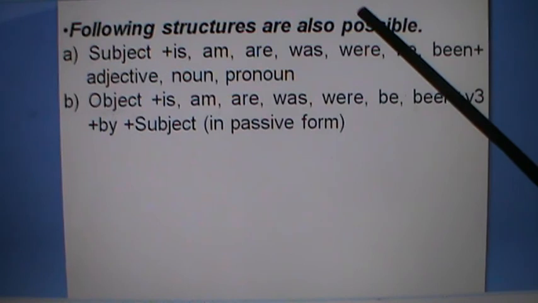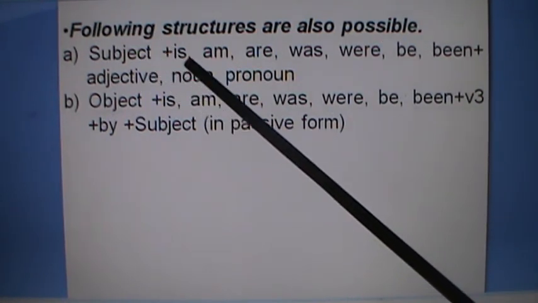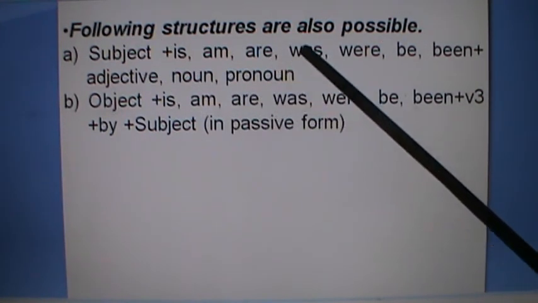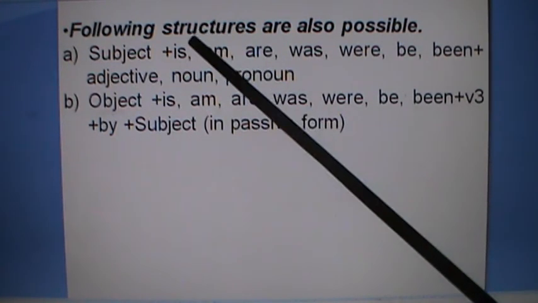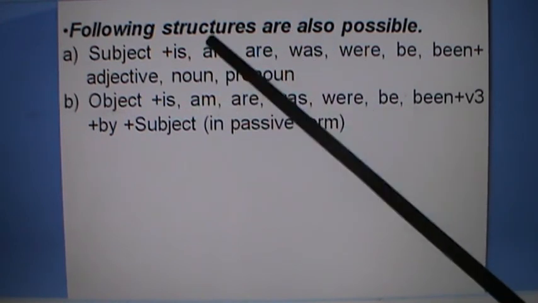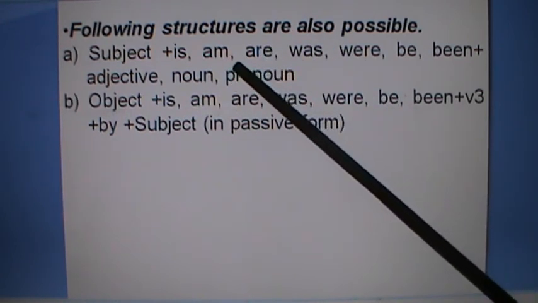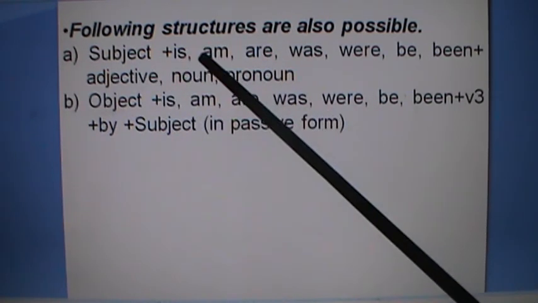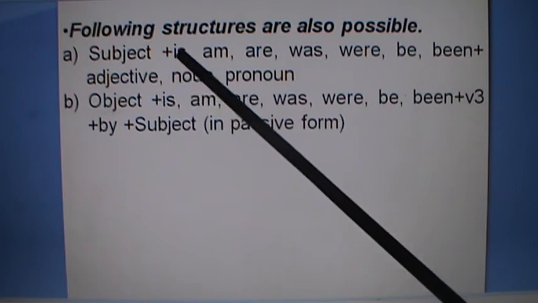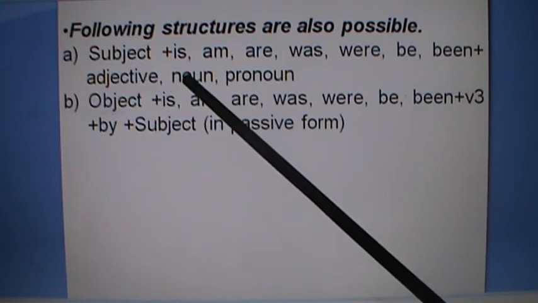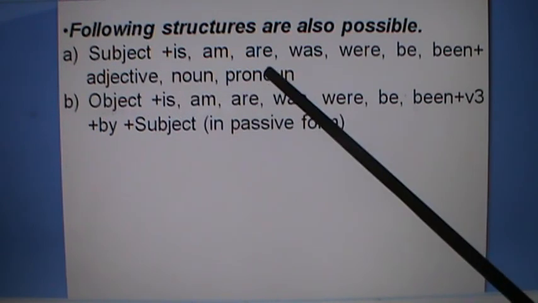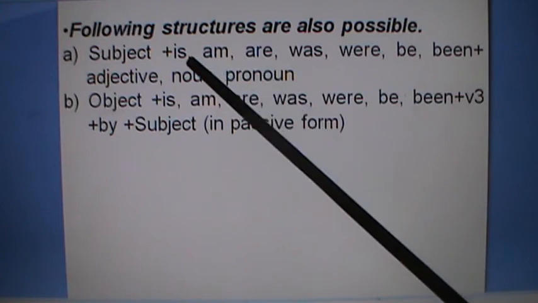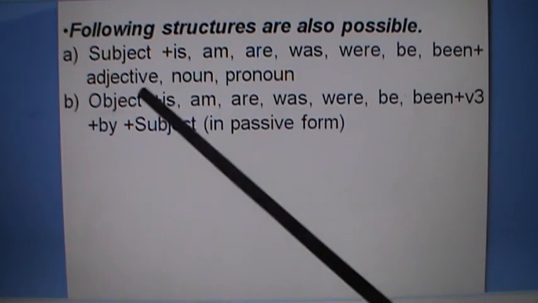The following structures are also possible. After the subject, if there is am, are, was, were, be, been, after them we can use an adjective, a noun, or a pronoun instead of verb 4. It is not necessary that we must use verb 4. These words can also be used in a statement. For example, she is a nurse, nurse is a noun. She is beautiful, adjective, this sentence is correct. It is they, they is a pronoun. So after them we can use such terms also, be careful.